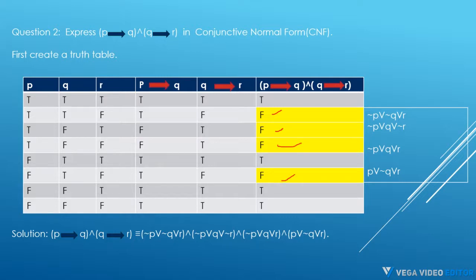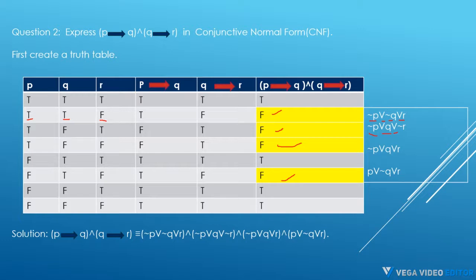So the first one, we have not P or not Q or R, which means P is true, Q is true, and R is false. As you can see here, we have P true, Q true, and R false. Then the next one, we have not P or Q or not R, which means P is true, Q is false, and R is true, which means not R is false.